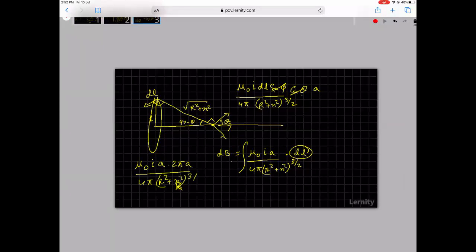So pi gets cancelled. The pi goes away here. So the 2 comes here. So this is how the pi went away. Okay. So at the center of a full circle, x will become equal to 0 and you will get mu naught I by 2a.